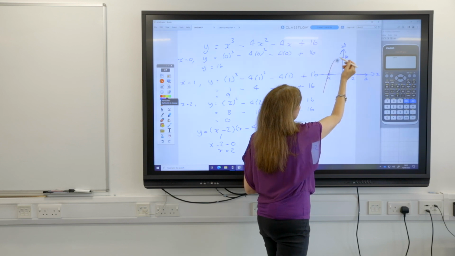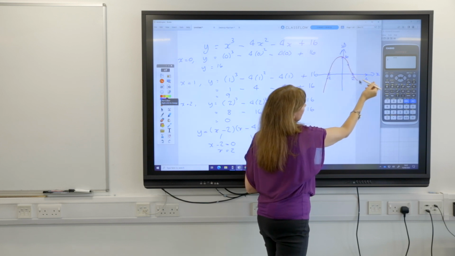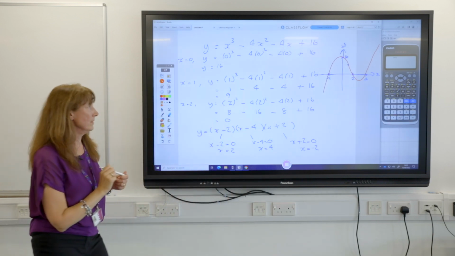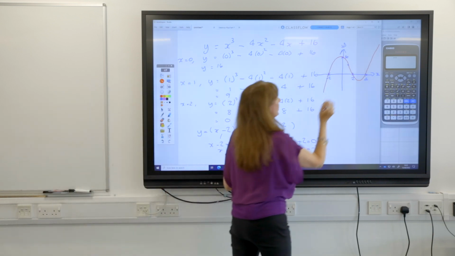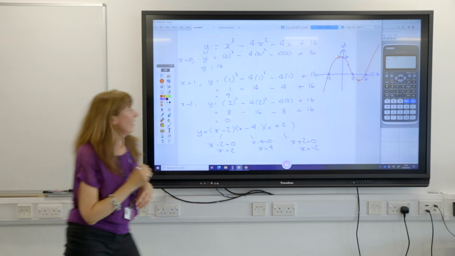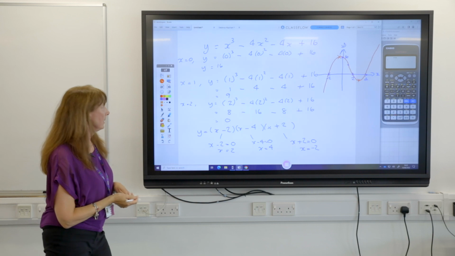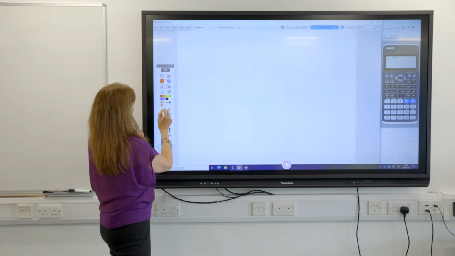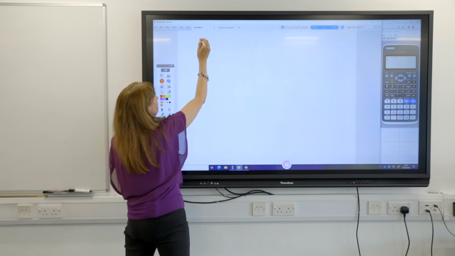So we're going to go up here, it's going to come down, and it's going to go off up to the top. But what I don't know at the moment is what the coordinates are of that maximum point and that minimum point. And that's the next thing that we need to look at. So I'm going to go on to the next page. So I'll just write the equation again.